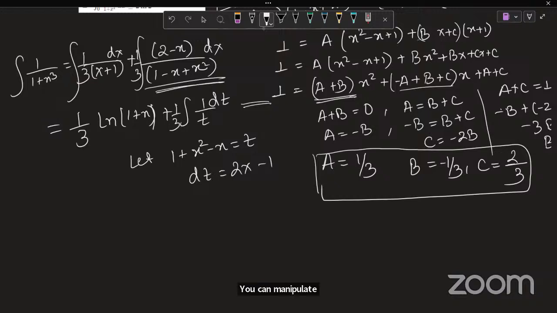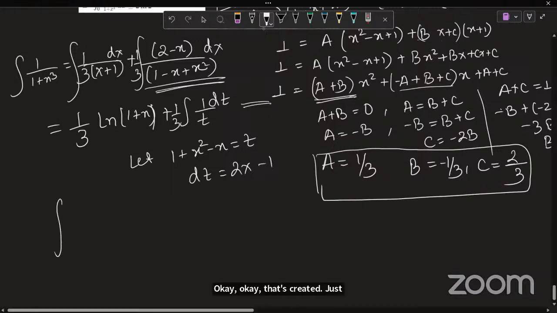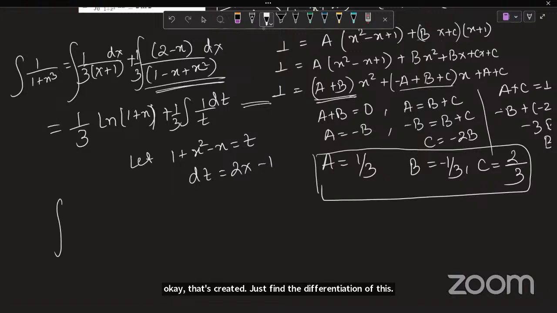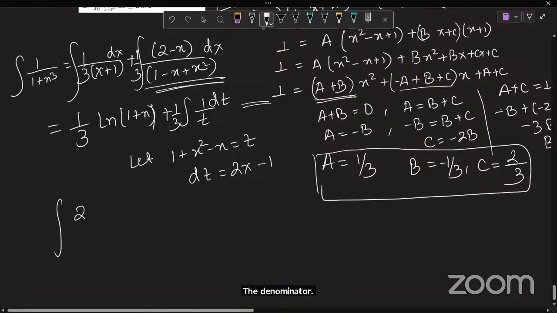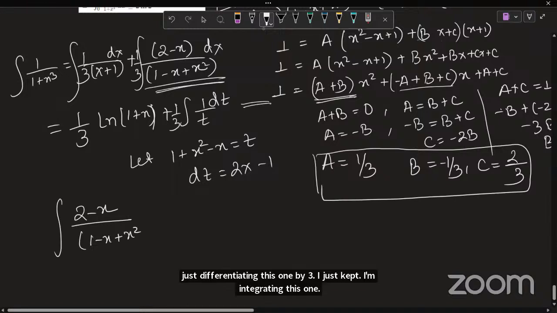Again, partial fraction we have to use, I guess. Okay. Just forget it or just find the differentiation of this. We can do it like double of it, 2x minus 4 it would be. And then we can have 2x minus 1 and then partial fraction of 3 by the denominator. Okay, I got it. So 1, okay. Yeah, 2 minus x. I'm just differentiating this, 1 by 3 I just left. I'm integrating this one. 1 minus x plus x square, right?